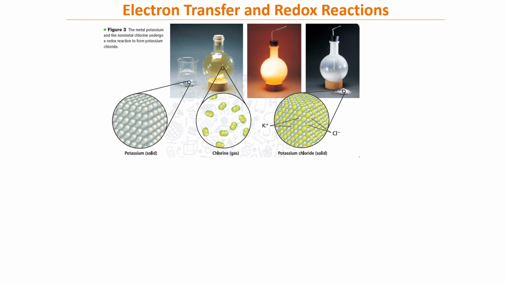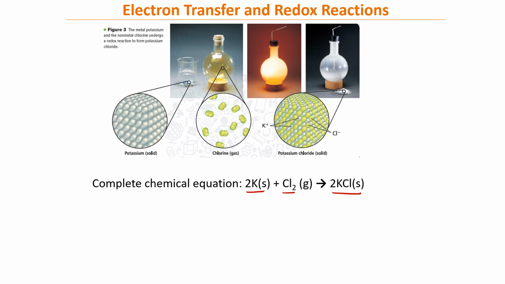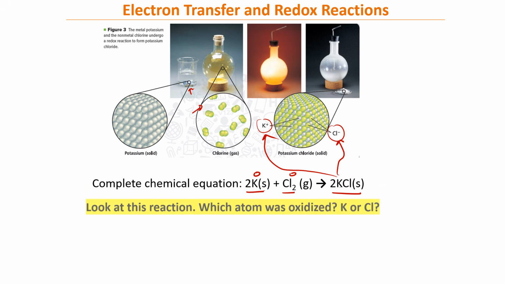So now let's continue. Okay, if I show you a reaction like this, 2K plus Cl2 gives me 2KCl. Okay, this is a normal equation for making an ionic compound. So potassium and chlorine gas, if we combine them, they will give us a compound, an ionic compound. Look at the charge of K here, 0, and Cl2, 0, and look at the charge of them in the ionic compound, because ionic compound is made of positive and negative ion. So do you think there is a movement of electrons? And if yes, which atom was oxidized, K or Cl?